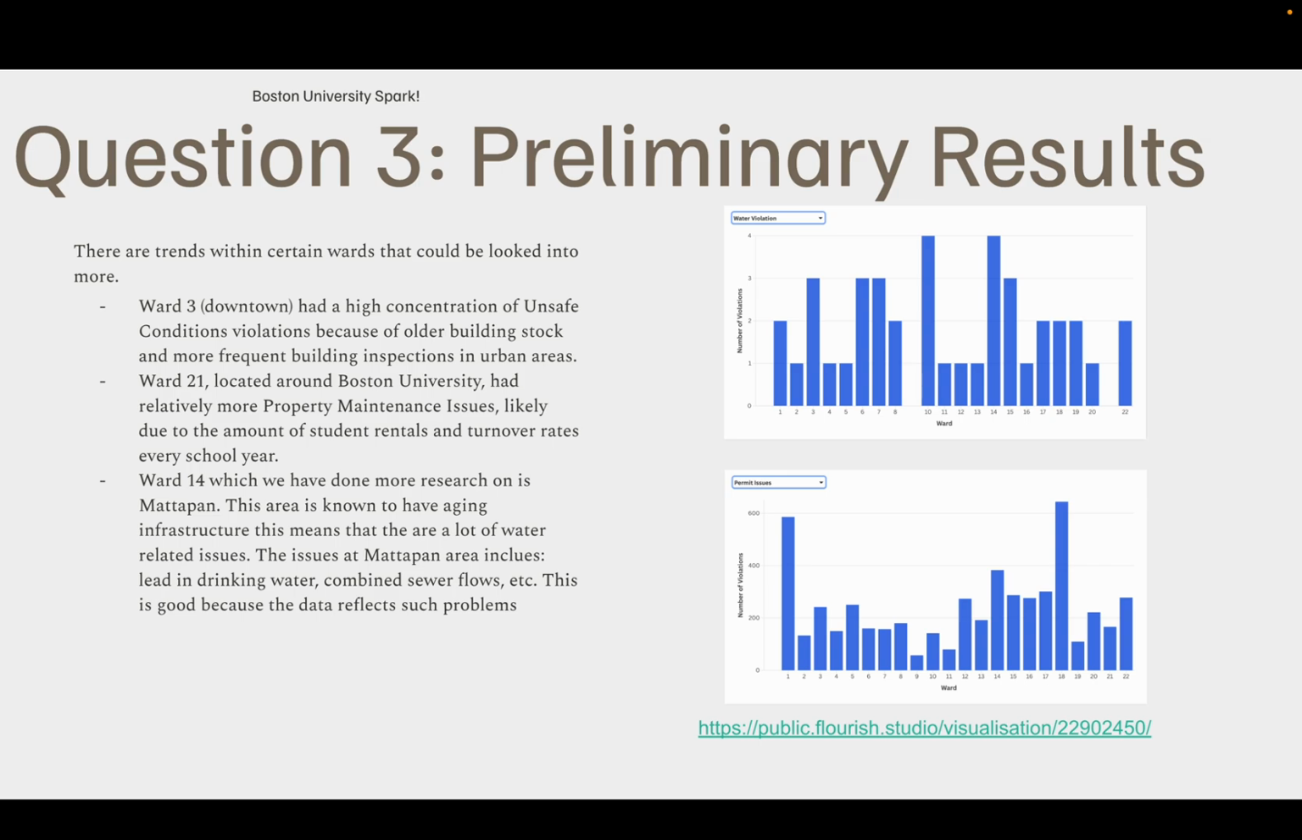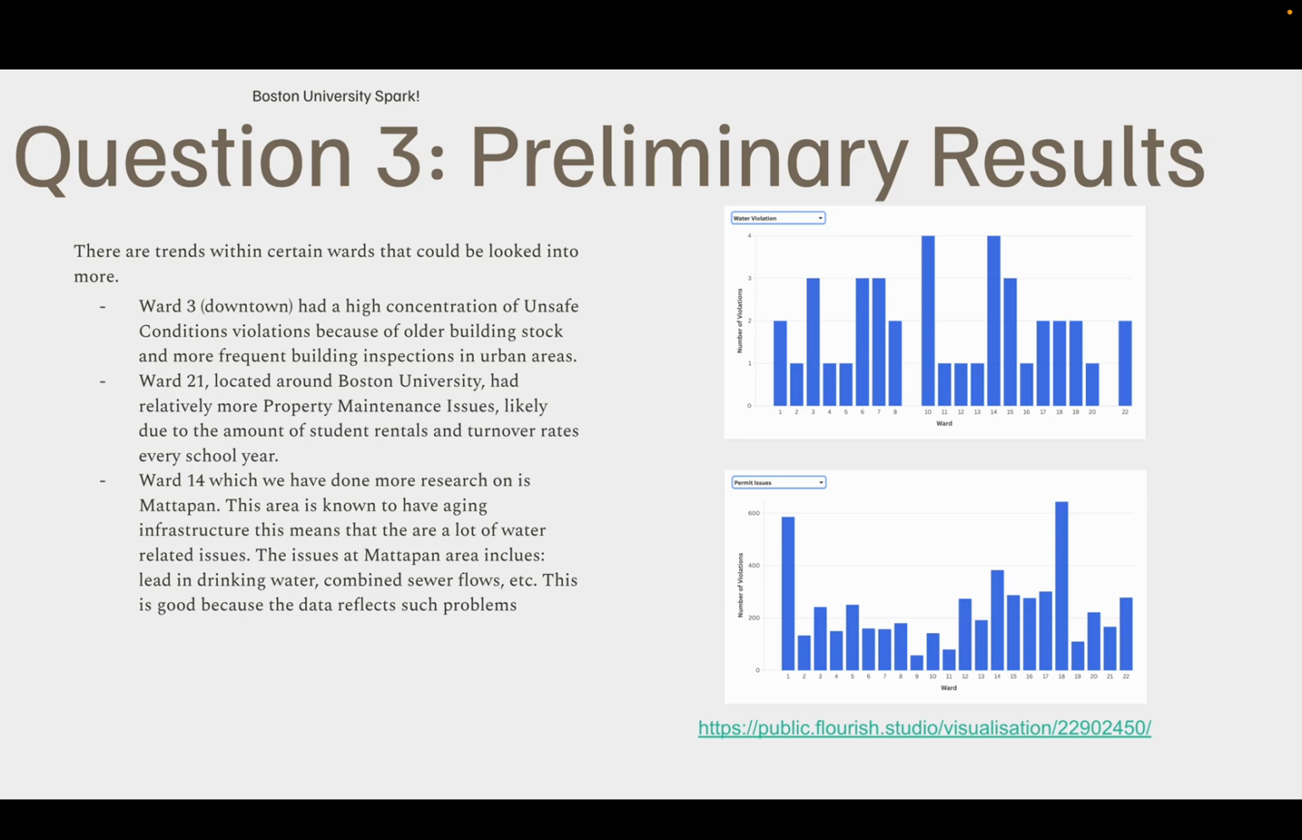After permit issues, property maintenance violations were the second most common. These seem to be more localized. For example, Ward 21, where Boston University is located, had a spike in maintenance problems, likely due to student housing. Interestingly, in Mattapan, or Ward 14, we noticed a higher number of water violations.